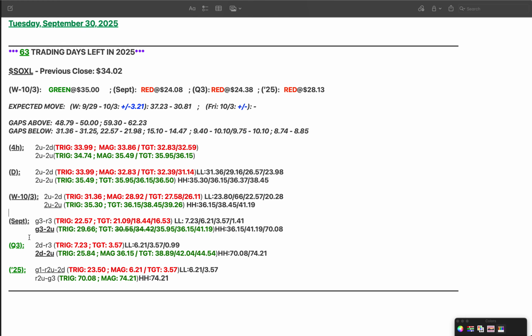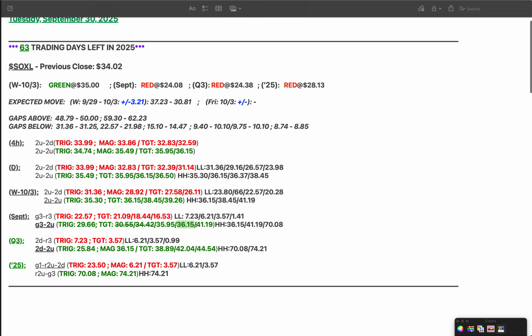We already looked at the September and the quarter and the year charts, so I won't go back to those charts. I'll just recap the triggers and targets again. We've triggered the 3-2 up at 29.66 on the month. We've already reached 2 of our targets. Just looking for that 35.95 and that 36.15. Again, that magic number that would give us a higher high as well on the month perspective.